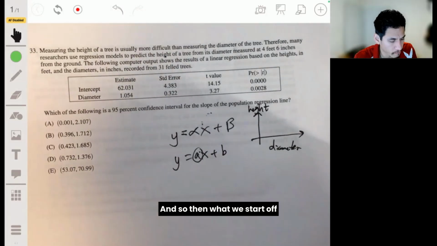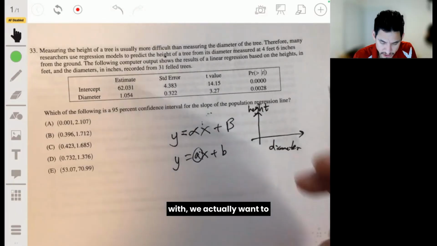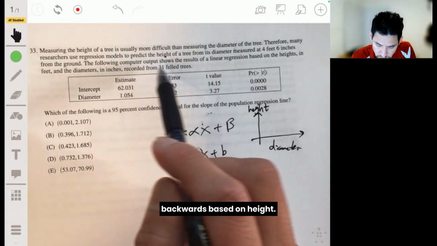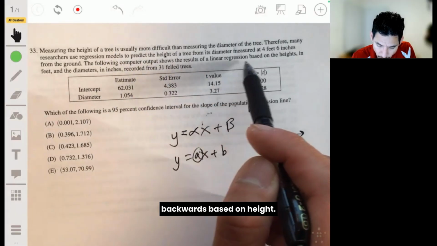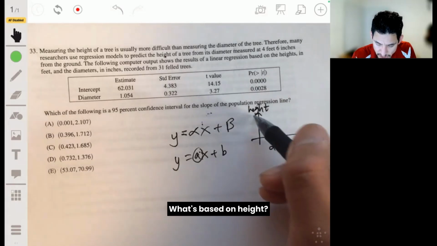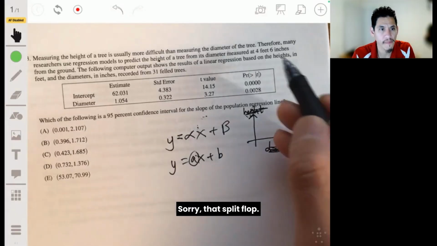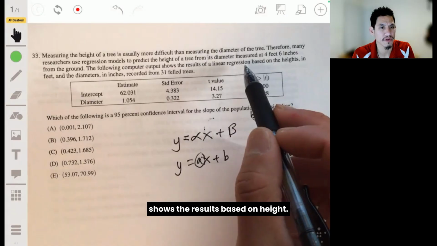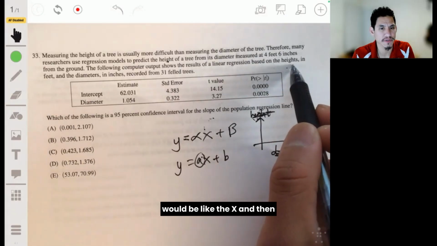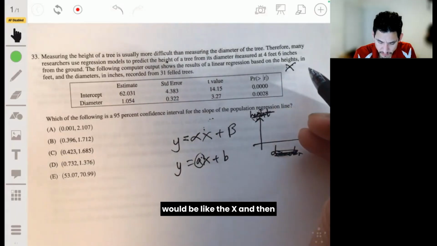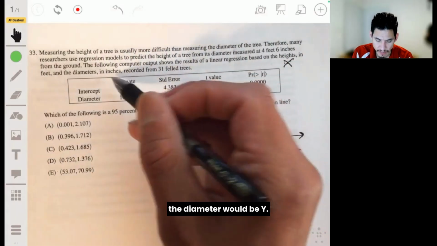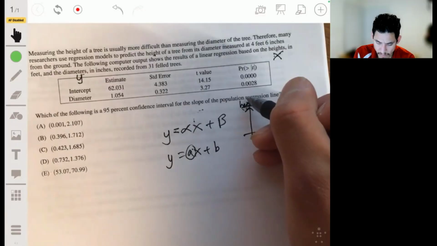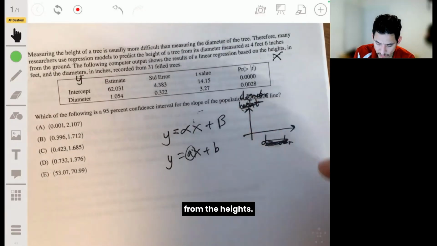And so then what we start off with, let's make the, whoops, get that backwards. It shows the results based on heights. What's based on height? Sorry, that's flip-flop. It's saying which shows the results based on height, so that means that height would be like the x, and then the diameter would be the y. So we're predicting, so flip-flopping the diameters from the heights.